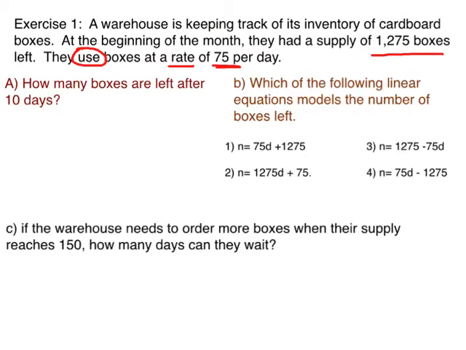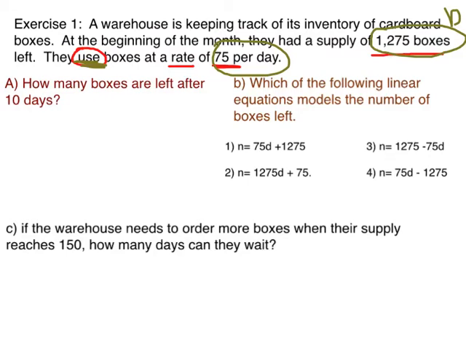So I want us to think back to our lesson 6. Think about what they're giving me. They're giving me some really good key information. They're giving me 75 per day. So I'm changing each day, for every one day, I'm changing by 75 boxes. I'm beginning with 1,275 boxes. The other word that I want you to think about is use. What does the word use mean to you? Use. If I'm using something, am I having more of it or less of it?